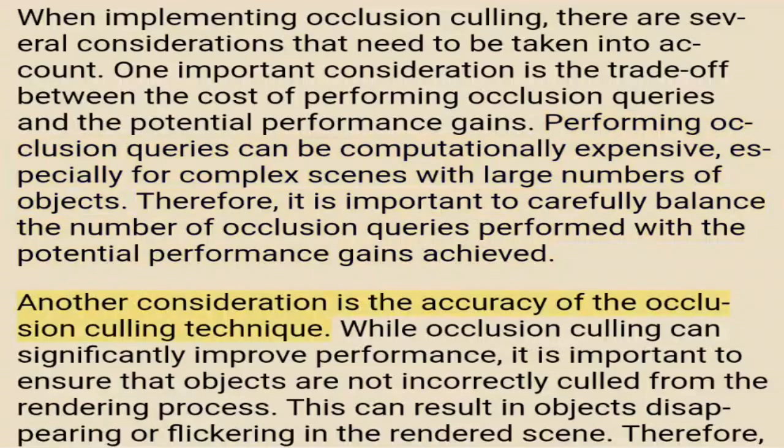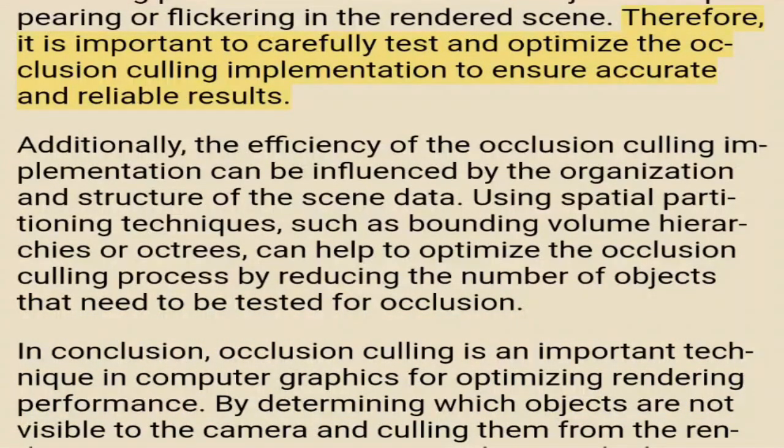Another consideration is the accuracy of the occlusion culling technique. While occlusion culling can significantly improve performance, it is important to ensure that objects are not incorrectly culled from the rendering process. This can result in objects disappearing or flickering in the rendered scene. Therefore, it is important to carefully test and optimize the occlusion culling implementation to ensure accurate and reliable results. Additionally, the efficiency of the occlusion culling implementation can be influenced by the organization and structure of the scene data. Using spatial partitioning techniques, such as bounding volume hierarchies or octrees, can help to optimize the occlusion culling process by reducing the number of objects that need to be tested for occlusion.